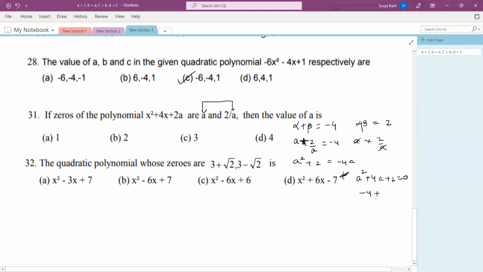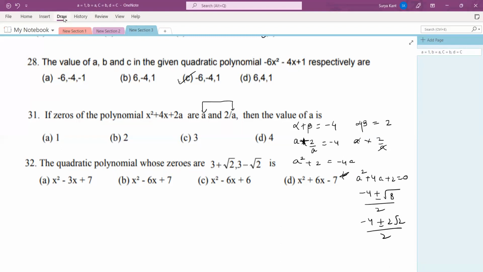Minus b plus or minus root b square minus 4ac, minus 8. 8 only will come. Divide by 2. So minus plus 2 root 2 is coming. What is coming here?